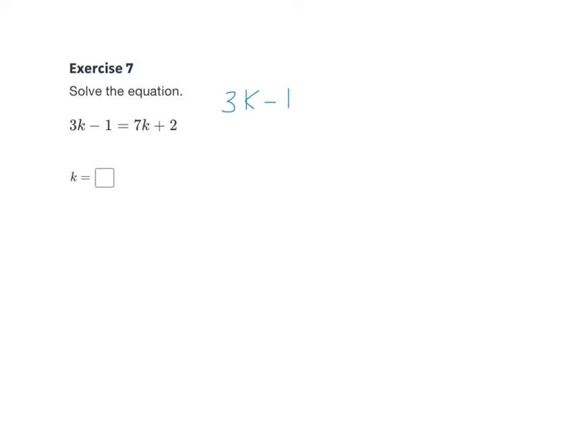3k minus 1 is equal to 7k plus 2. Alright, now we're looking at, should I minus 3k from both sides, or should I minus 7k from both sides? And if I minus 7k from both sides, I'll end up with a negative amount of k over here. So I'm going to minus 3k. Just going to subtract 3k from both sides. That's going to give me negative 1 is equal to 4k plus 2.